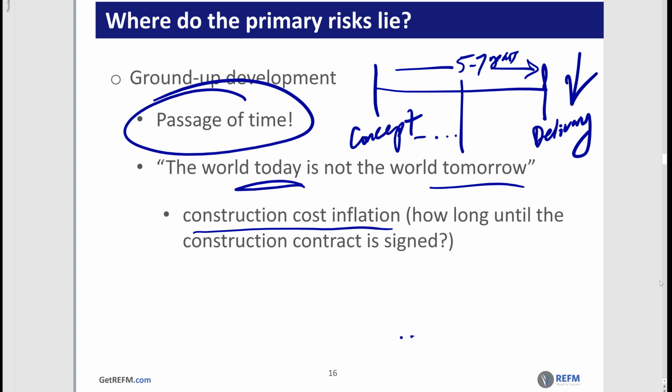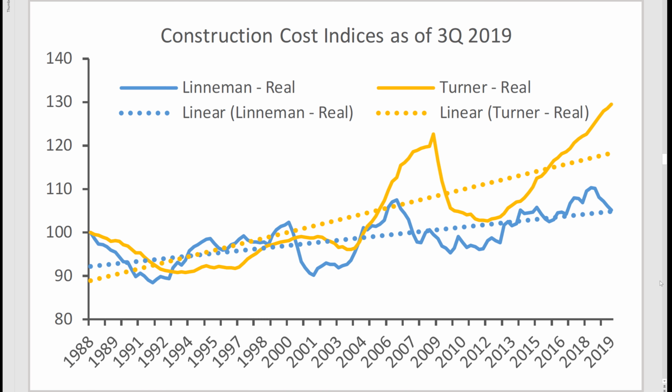So if we take a look at this graph, this shows the general trend of construction costs. One is the Turner Index, which is related more to the inputs for high-rise construction. The other is the Lineman Construction Cost Index, which is more suited towards mid-rise, which can apply to multifamily, garden apartments, etc. And so the trajectories are pretty clear.